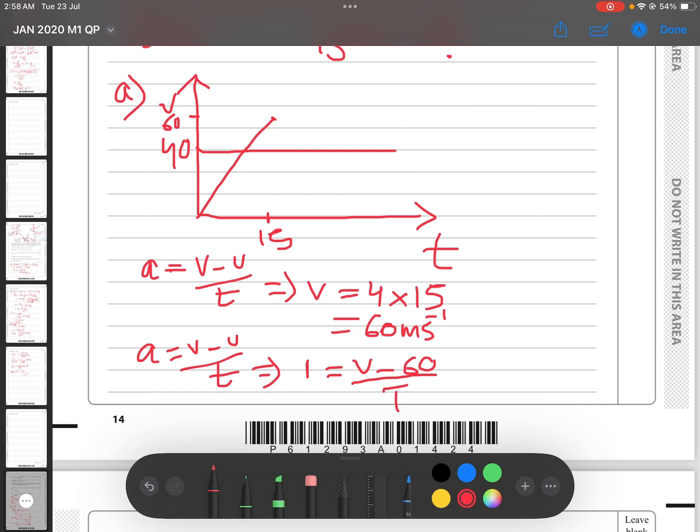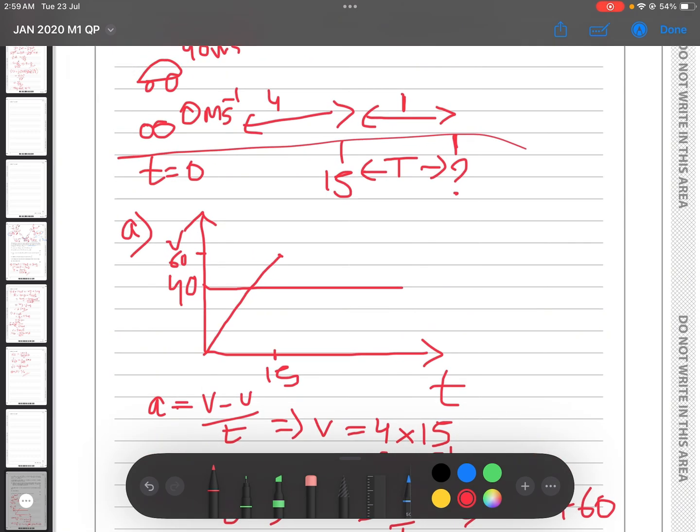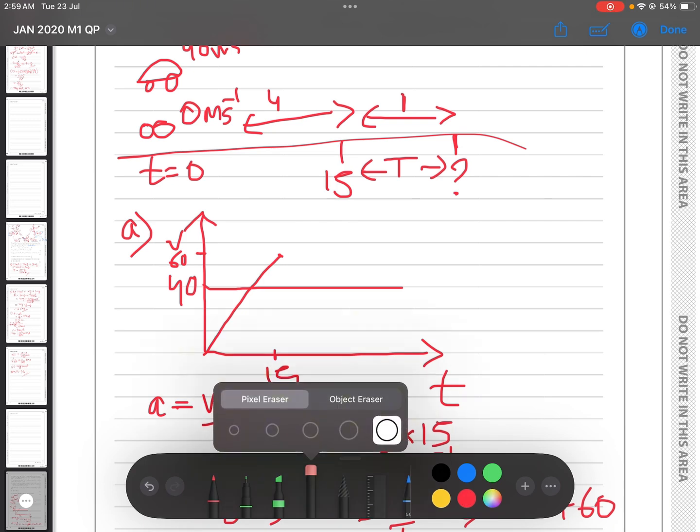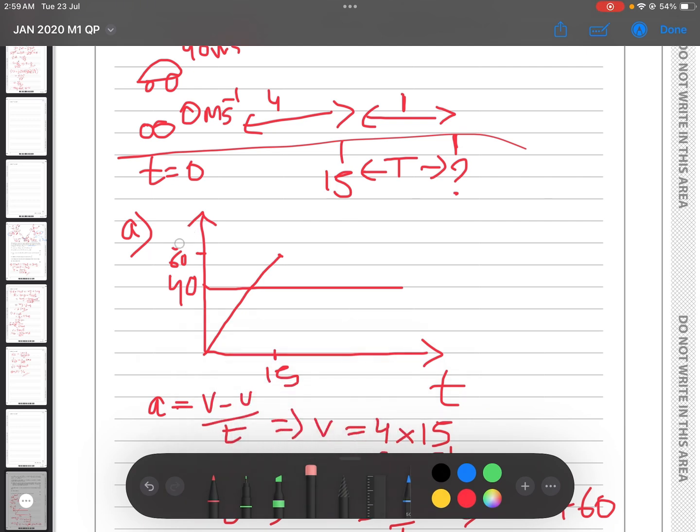As they mentioned, they did not give us for how many seconds it traveled with 1 meter per second squared. So making v the subject, we will get v equals t plus 60. Alright, so somewhere here, I'll erase this bit. I'll make this a bit longer. Okay, this is v, so imagine this as t plus 60.